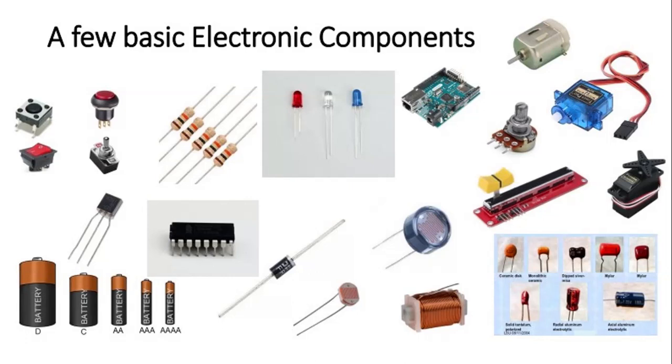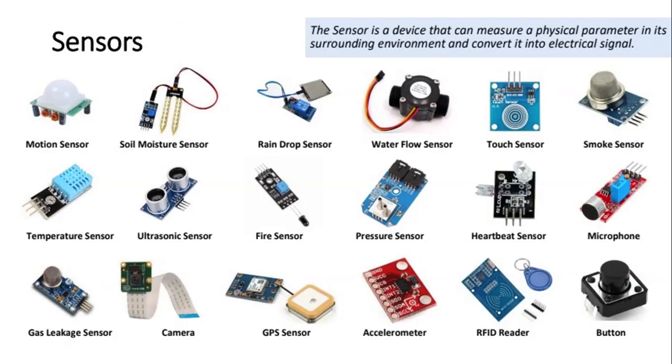As we see, the basic electronics components are switch, resistor, LEDs, motors, servo motors, and different capacitors, LDR (light dependent resistor), diode, and batteries. If I need to design any sort of circuit, I also require sensors which work as an input. The sensor converts a physical parameter or physical quantity into an electrical quantity.